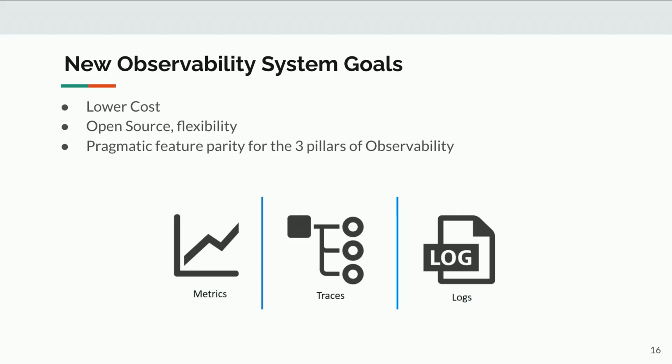But we wanted 3 features for sure. The pragmatic feature parity for metrics, traces, and logs. Right? We definitely wanted to keep these 3 capabilities. We don't need all the shiny bells and whistles of AI, enhanced queries, and Datadog, and all this stuff that we weren't really using day to day.